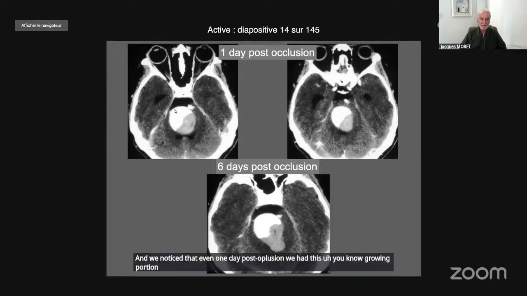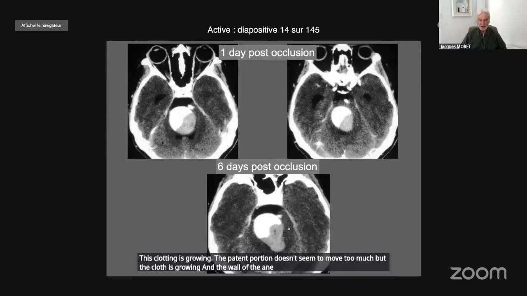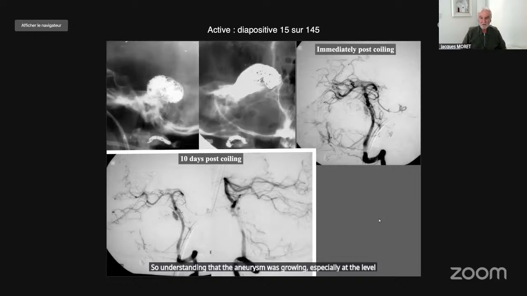And we noticed that even 1 day post-occlusion, we had this growing portion. This is the patent portion, this is the clot. And 6 days after the treatment, this clot is growing. The patent portion doesn't seem to move too much, but the clot is growing and the wall of the aneurysm is changing. So it means that something is destroying the wall of the aneurysm, and that's the reason why we really have to care about that. Understanding that the aneurysm was growing, especially at the level of the clot, we decided to pack as much as possible with coils the patent portion of the sac of the aneurysm.